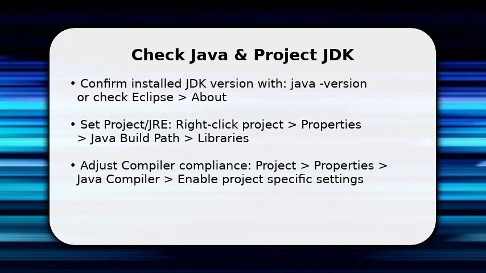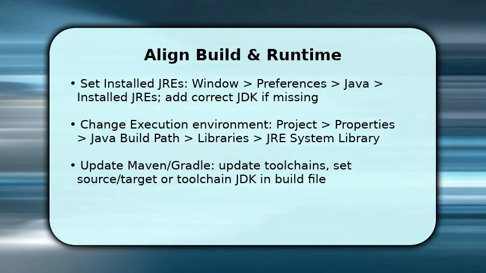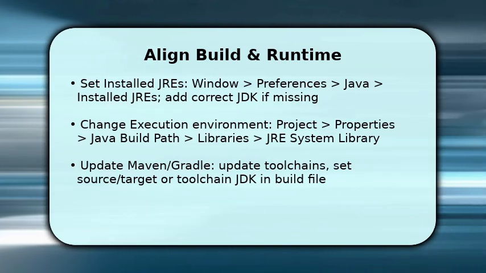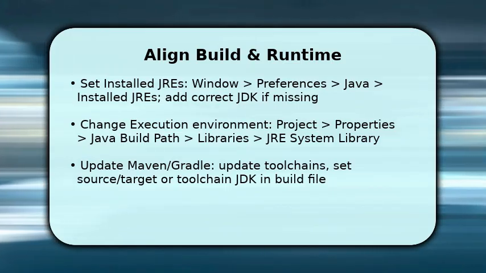Now you align build time and runtime environments so compiled class versions match. Open Eclipse preferences and add the exact JDK under installed JREs, then edit the project's JRE system library to use that JDK. If you use Maven or Gradle, update the source and target levels or toolchain settings to the same Java version. Once changed, refresh and run Maven/Gradle update, then rebuild. This prevents class file major version mismatches at run.